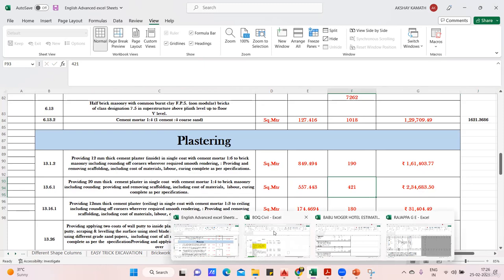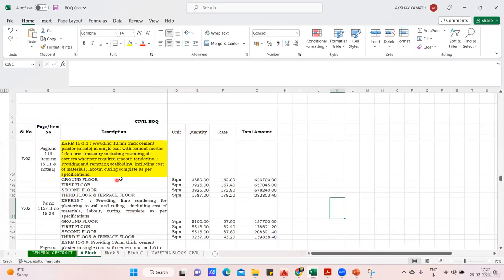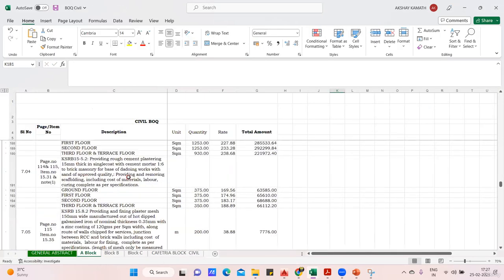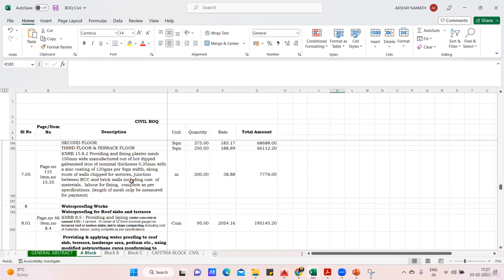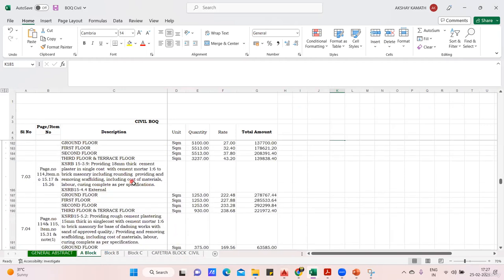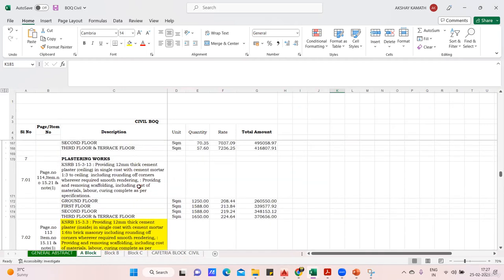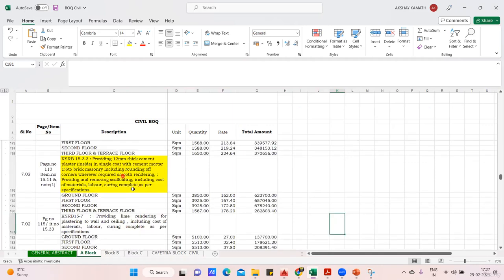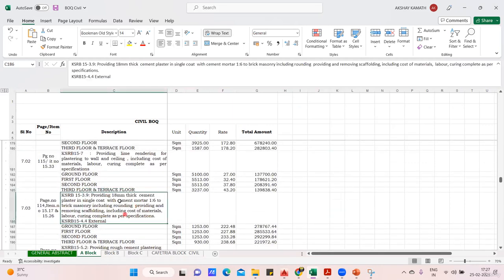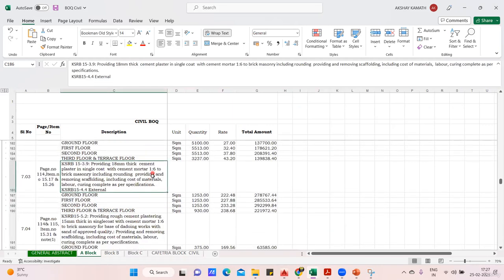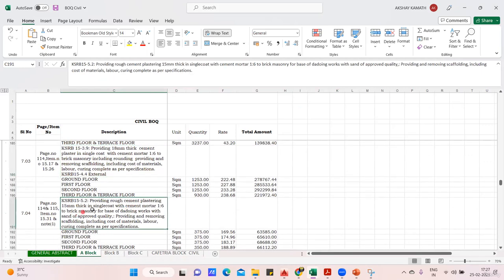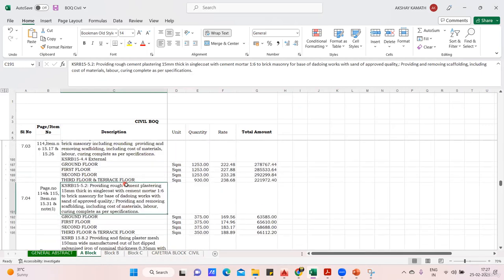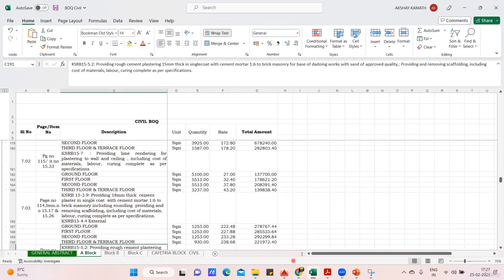Now I'll show you other BOQs. What is the rate they are taking for 20 mm plastering? So here I think no 20 mm plastering is done. Here people are doing 18 mm plastering based on their requirement. See here, they have taken 18 mm plastering, but the ratio is 1 is to 6. Again, here it is 15 mm plastering. So I think we cannot find any rate from this BOQ.